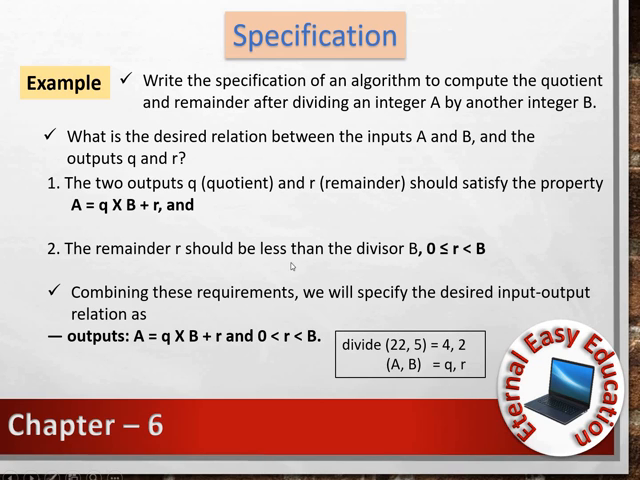Then the remainder R should be less than the divisor, that is the second integer, or it must be equal to 0. So combining these requirements, we will specify the desired input-output relation as: output is A equal to Q into B plus R, and the remainder is greater than or equal to 0 and less than B. Is it clear, children?